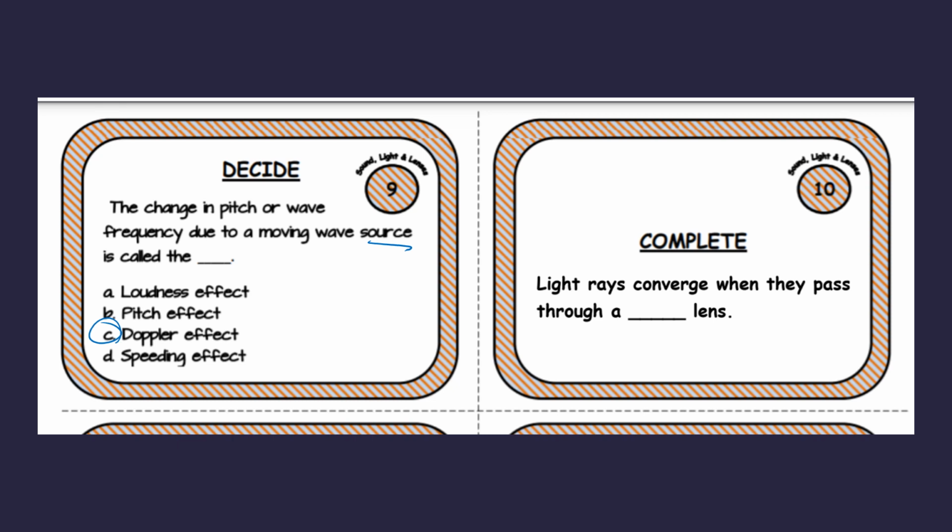Light rays converge when they pass through a blank lens. That converging that I was talking about earlier, well, I didn't really use the word converging, but I'll get there. Converge means to come together, right? And so that's going to be a convex lens. That means coming together.